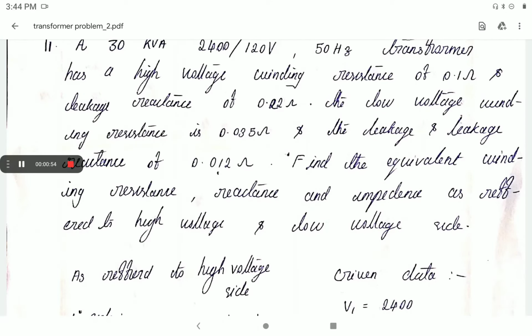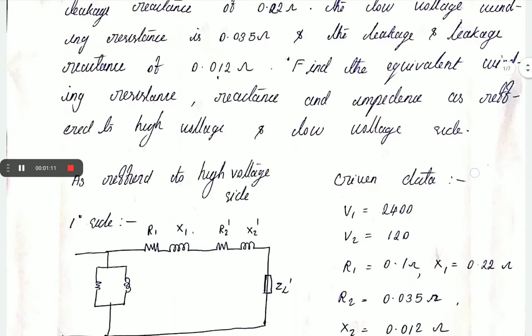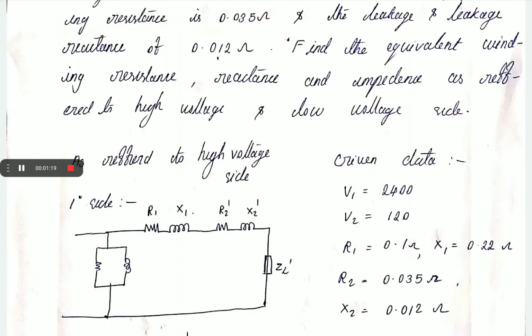So R1 is given as 0.1 ohm, and the primary side reactance X1 is 0.22, which is given here. And the low voltage winding resistance, on the secondary side, R2 is given as 0.035 ohm, and the leakage reactance is 0.012 ohm. Find the equivalent winding resistance and reactance.